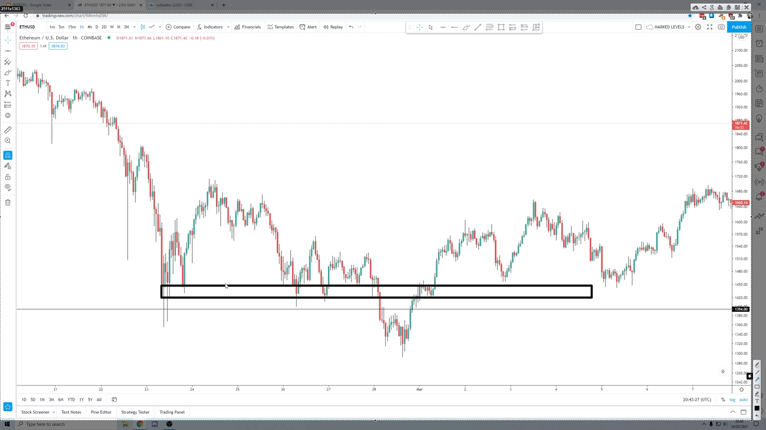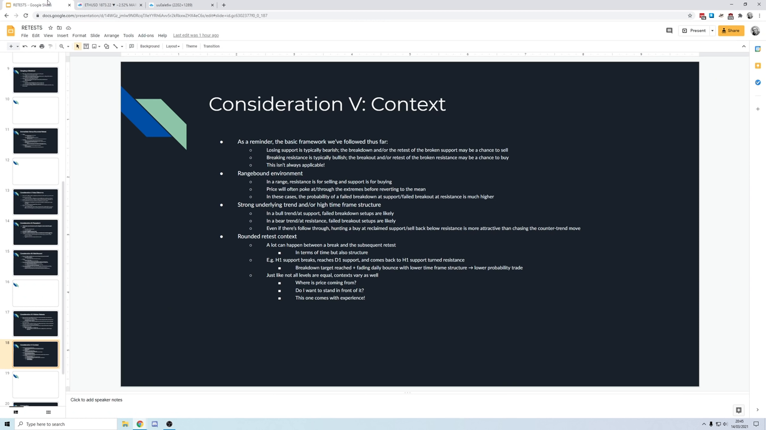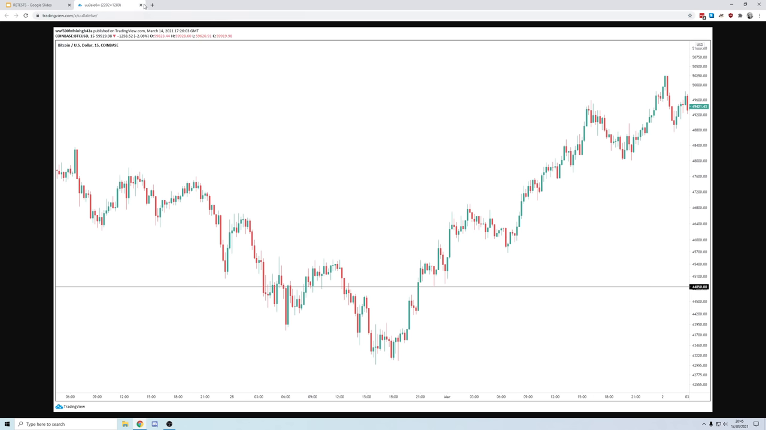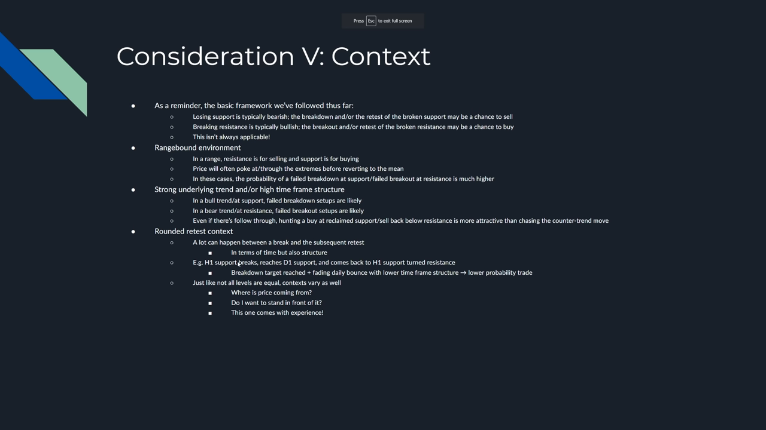Suddenly, this black box isn't a level in the middle of nowhere. Instead, you're fading, using an hourly resistance, a daily or weekly bounce from the best level available on the chart. So the breakdown trade here is not the same as the rounded retest trade here, because the main difference was the retest of a high time frame support structure in the interim, right? So again, not all levels are equal, and contexts vary as well.